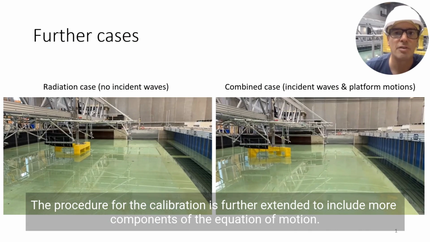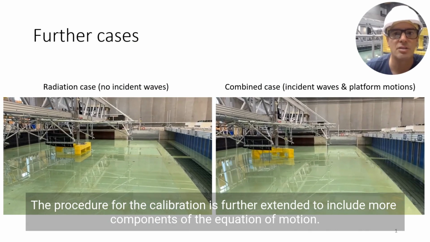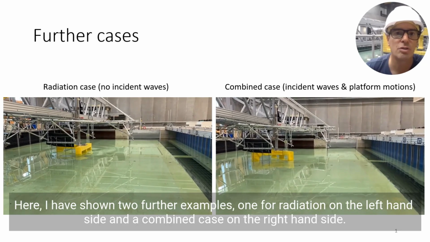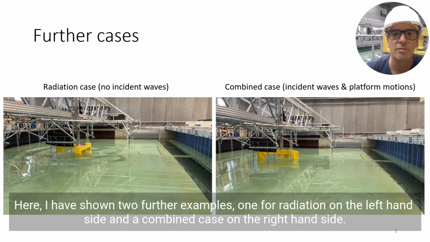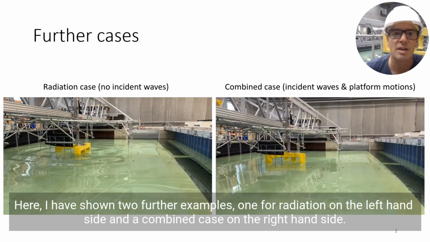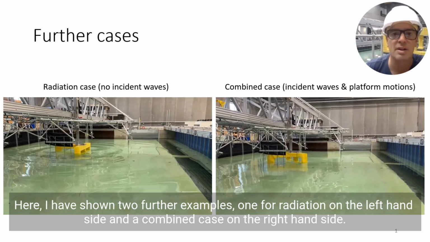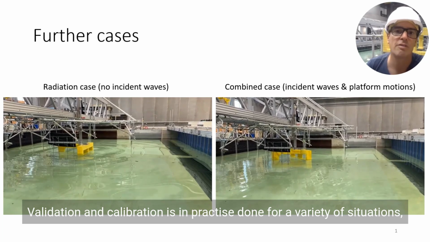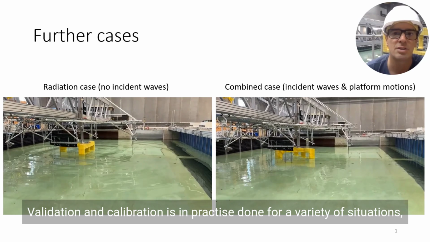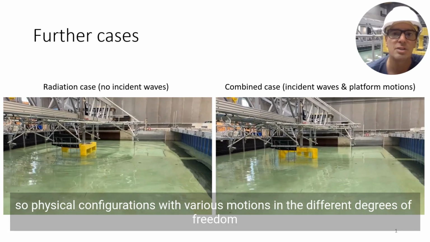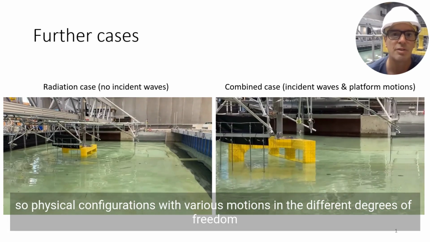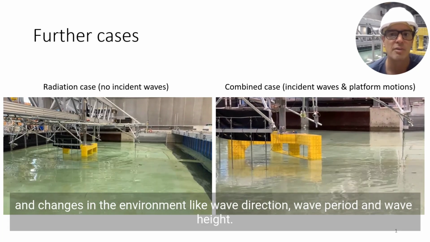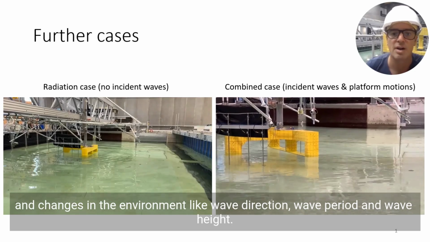The procedure for the calibration is further extended to include more components of the equation of motion. Here I have shown 2 further examples, one for radiation on the left-hand side and a combined case on the right-hand side. Validation and calibration is in practice done for a variety of situations. So physical configurations with various motions in the different degrees of freedom and changes in the environment like wave direction, wave period, and wave height.